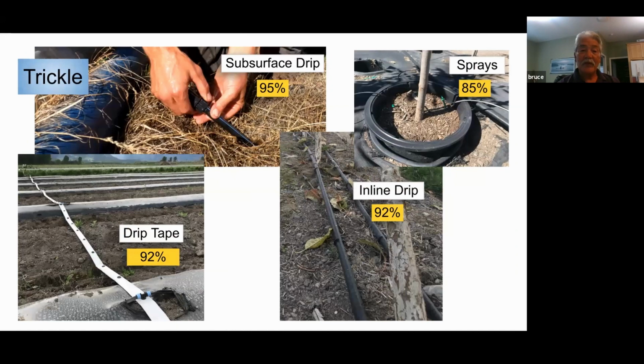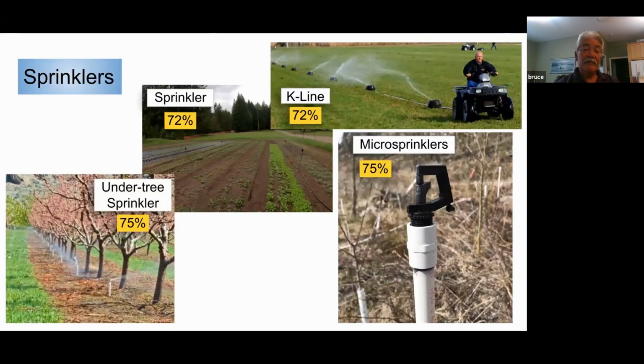This is, as we were discussing before, efficiencies with subsurface drip, sprays, inline drip, 92 to 95% efficiency. Sprinklers, your K-line, you may not have seen K-line before. K-line is a product line that was developed in New Zealand, I believe, and it's something that you can drag behind your ATV, and it's a fast, effective way. Some people think it's more efficient and quicker to set up than a wheel line or something like that, because you can just drag it behind your ATV, so that is an option. Under tree sprinklers, 75% efficient, and sprinklers just used on a hand move system would be 72%.